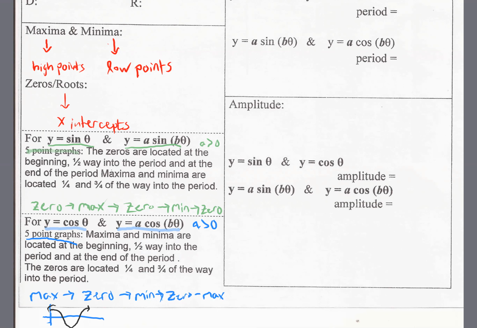For sine, if I can fit it somewhere, maybe I'll do it up here since I have more room. The graph would go like this. It would start at a 0, hit a max, 0, min, and then 0. That would be one cycle for your sine graph. So that's starting at the y-axis. So this is a 5-point graph. That gives you one cycle, one trip around the unit circle.